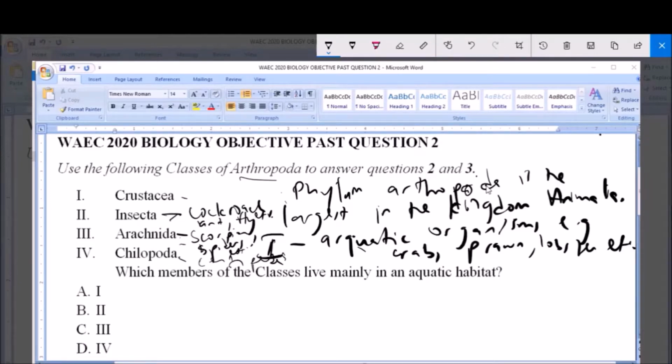Now from the descriptions we give, the crustaceans are the aquatic organisms such as the crabs, prawns and the lobsters. So they live mainly in an aquatic habitat. So option A, which is number 1, class Crustacea, is the correct answer to this question.